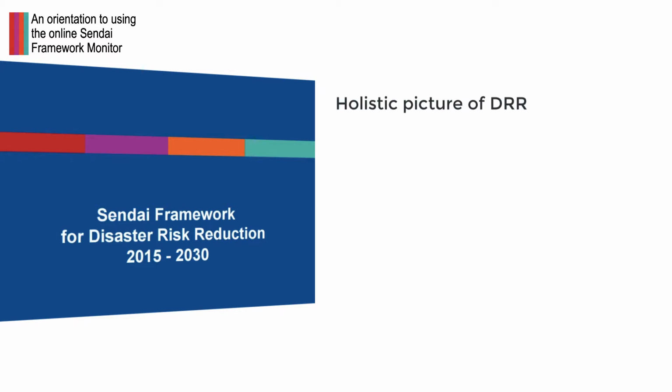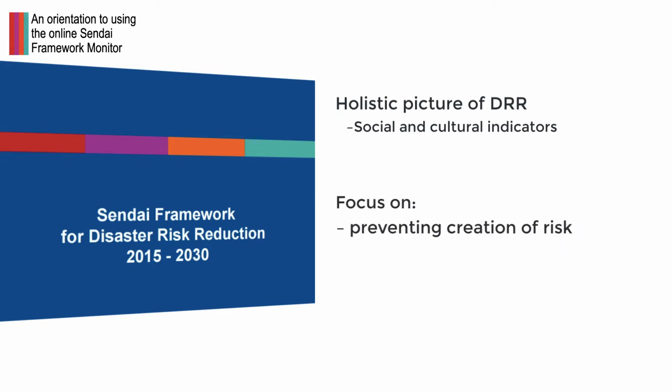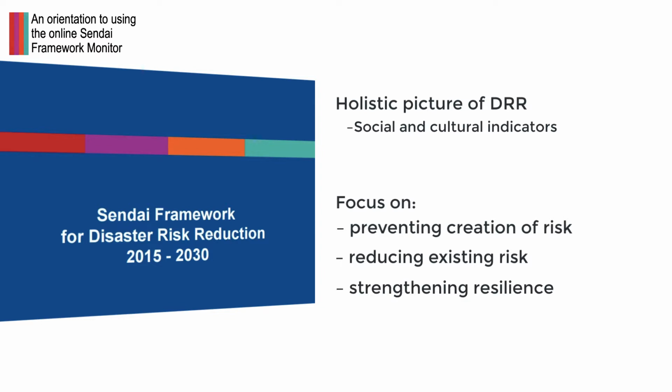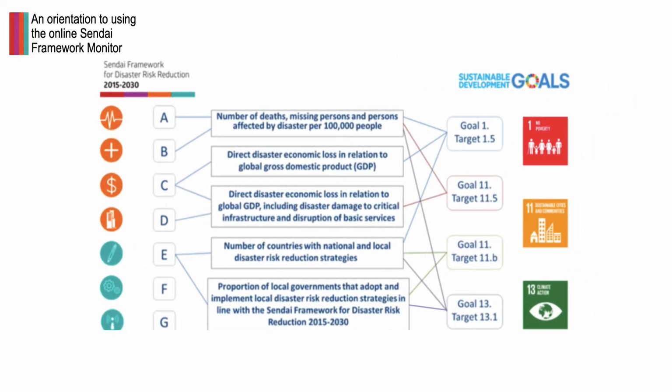Overall, the Sendai Framework presents a more holistic picture of DRR, including social and cultural indicators that were not included in prior agreements. It has a renewed goal focused on preventing the creation of risk while reducing existing risk and strengthening resilience. Importantly, as disaster-related targets and indicators of the Sustainable Development Goals were developed based on those of Sendai Framework, there are clear linkages between these major global agreements. Targets 1.5, 11.5, 11.b, and 13.1 of the SDGs have the same indicators as those of the Sendai Framework.